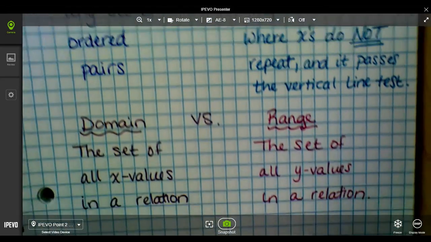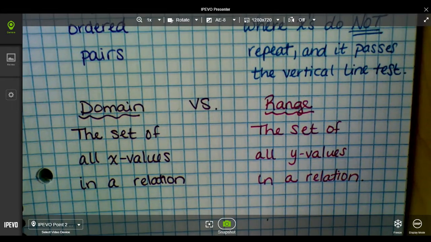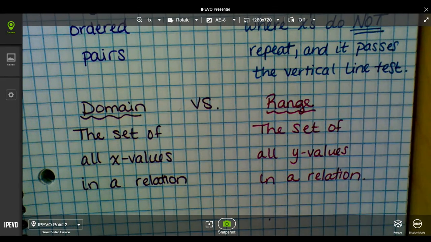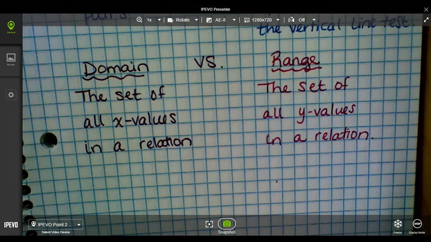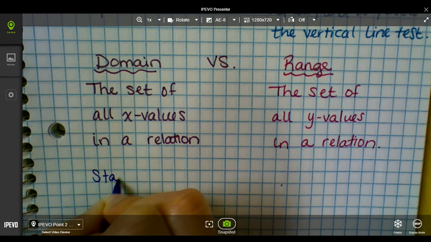The next thing that we were talking about is domain and range. And again, this should already be something you guys are really well familiar with. So the domain is just a set of all the x values in a relation. The range is a set of all y values in a relation. So let's start with just an example. And again, feel free to pause that if you want to just write those down in your notebook.